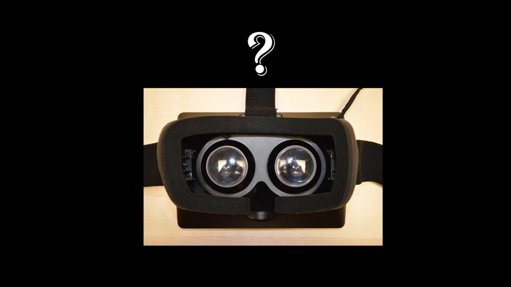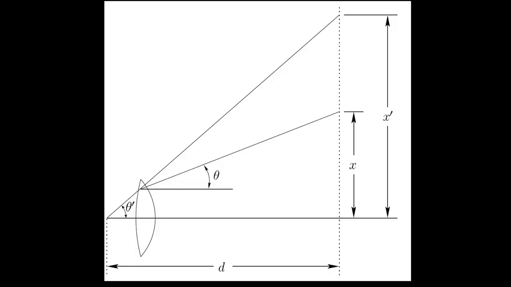The first question we need to answer is, why are there lenses in the Rift? What are they doing there? Do we have to have lenses in the Rift? This is a diagram from the Oculus Rift SDK documentation, and the letter X indicates the size of the actual LCD screen inside the Rift, half its width, from the center of the lens over to the edge of the screen. And the letter X prime on the right indicates the size of the virtual screen that you see because you're looking at the screen through that lens.